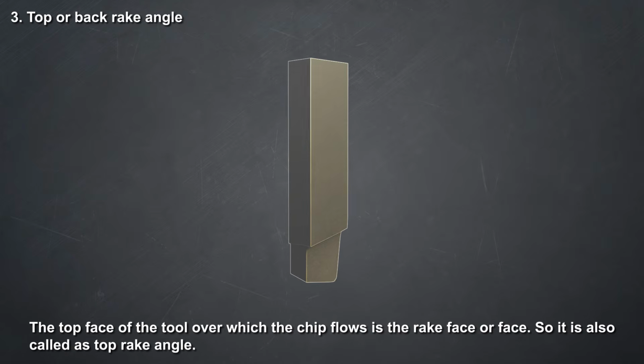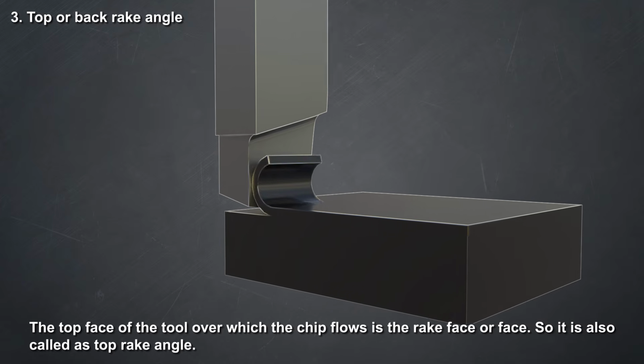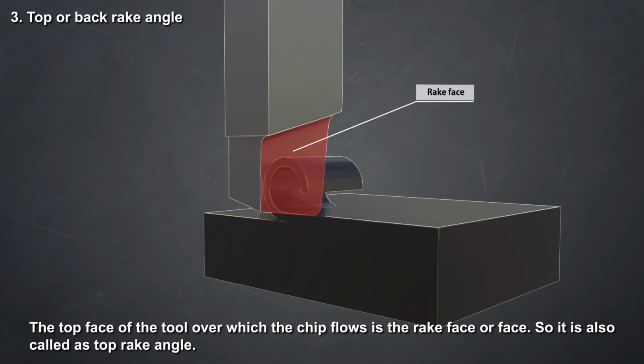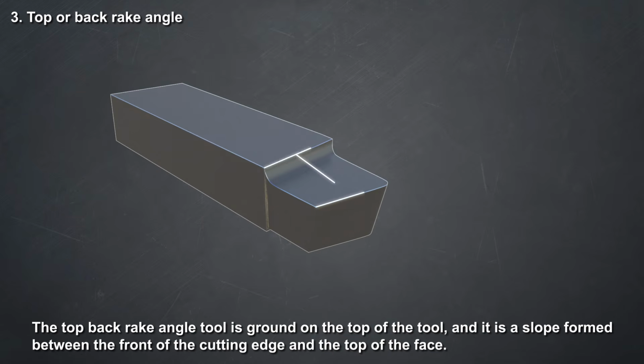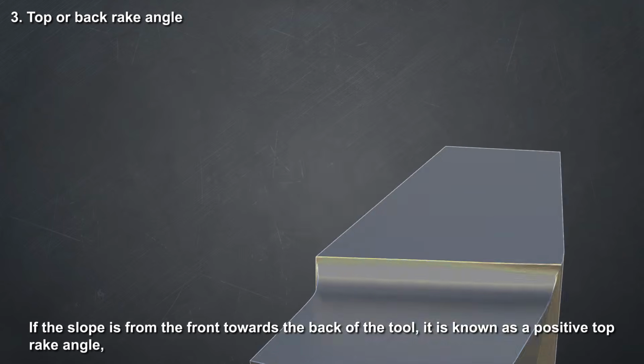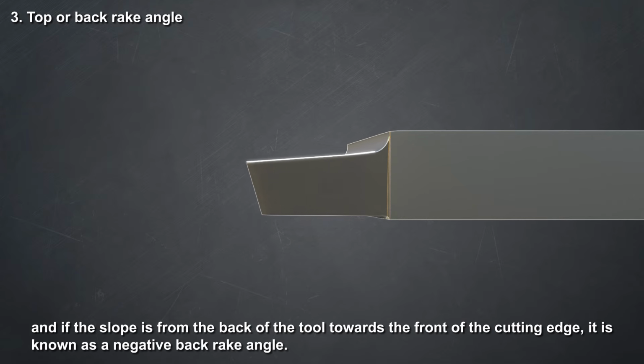Top or back rake angle. The top face of the tool over which the chip flows is the rake face or face. So, it is also called the top rake angle. The top back rake angle is ground on the top of the tool, and it is a slope formed between the front of the cutting edge and the top of the face. If the slope is from the front towards the back of the tool, it is known as a positive top rake angle. And if the slope is from the back of the tool towards the front of the cutting edge, it is known as a negative back rake angle.